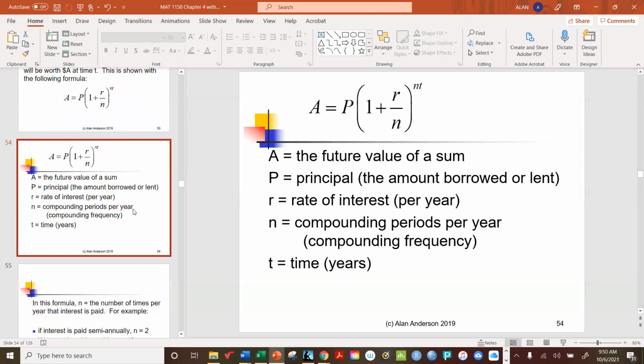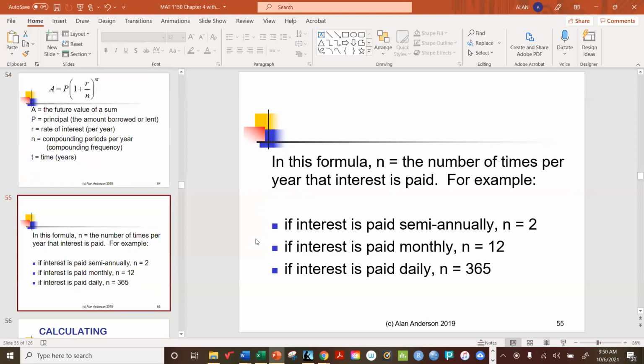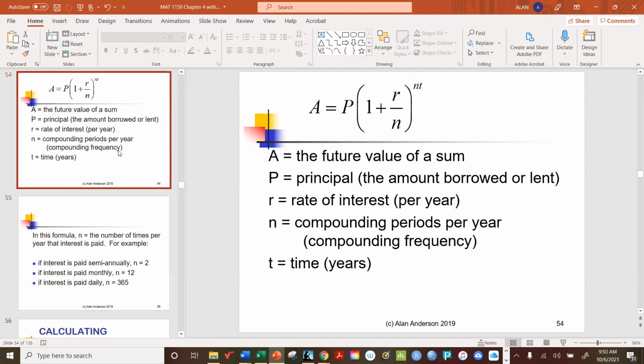Then what we have to do is make sure we understand how N works. So in other words, for example, if we have semi-annual interest payments, N is 2. If the interest is paid monthly, N is 12. And if interest is paid daily, N is 365. So that's the role of N in this formula.